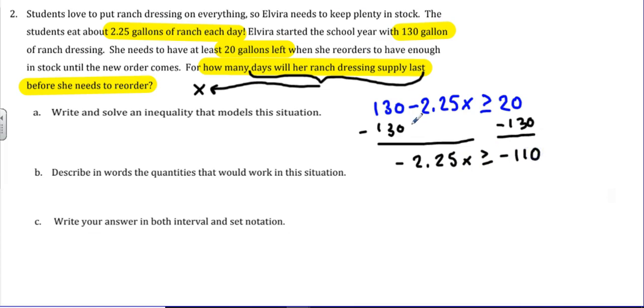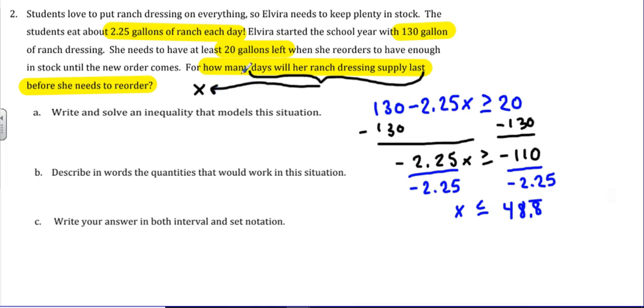My next step is to divide by negative 2.25 on both sides of the inequality sign. Since I'm dividing by a negative here, I need to change my sign from greater than or equal to less than or equal to. And that is 48.8 repeating.